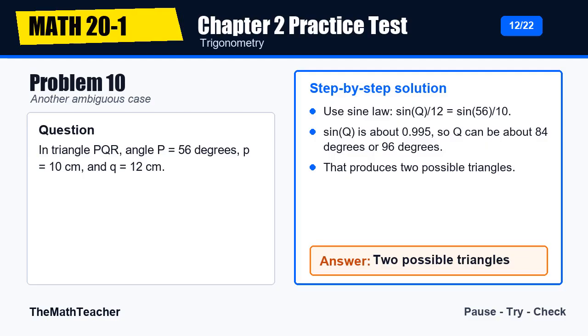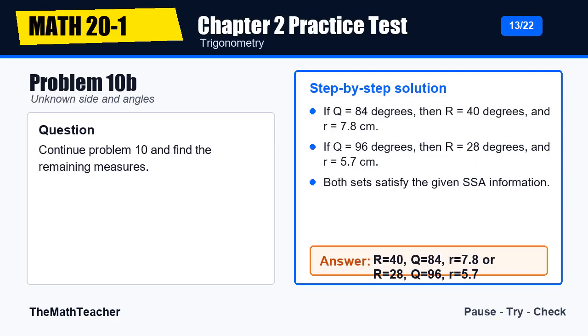Problem 10 continued. If Q is 84 degrees, then R is 40 degrees, and the sine law gives r about 7.8 centimeters. If Q is 96 degrees, then R is 28 degrees, and r is about 5.7 centimeters.